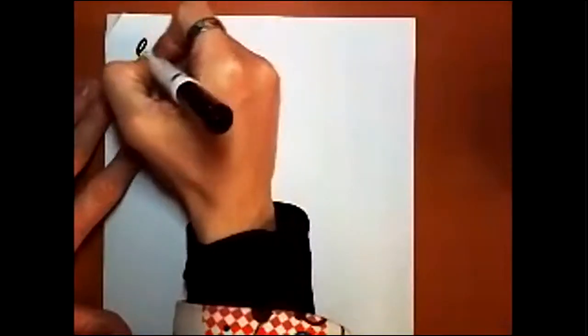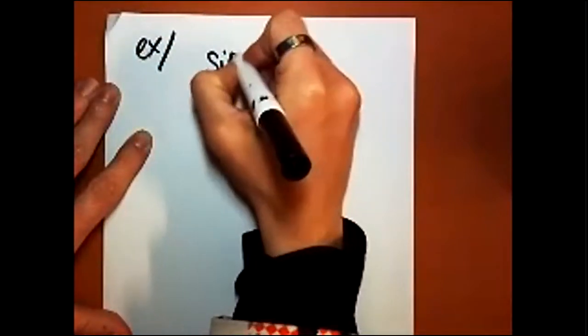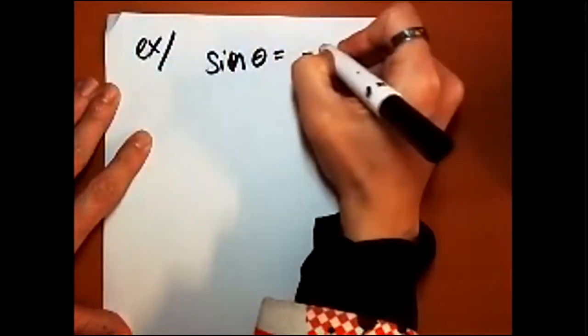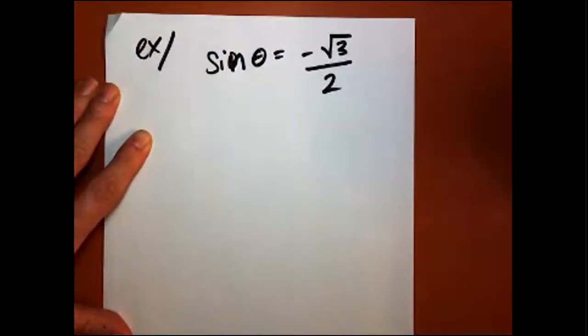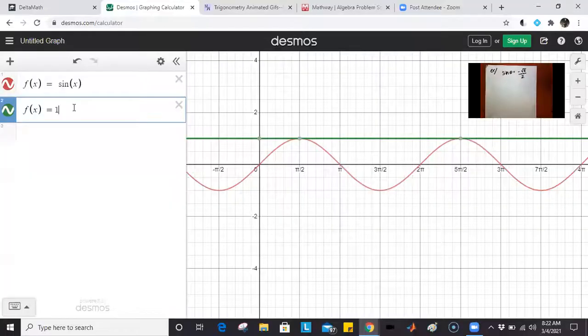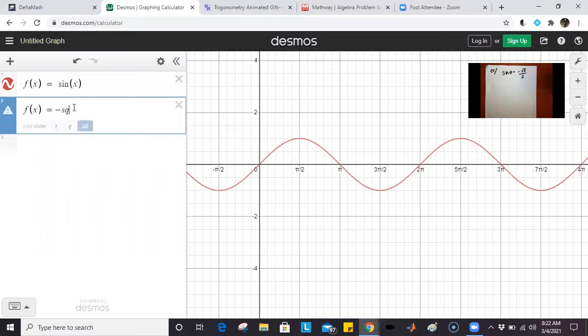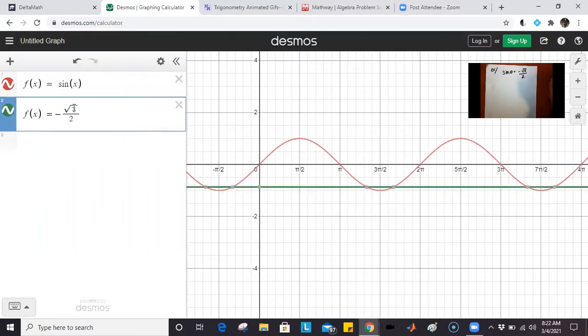All right, so I want to do one more example. Let's say we've got sine theta is equal to negative square root of 3 over 2. Now let's go back to our Desmos and see graphically where this is going to be. So we've still got our sine of theta going to equal negative square root 3 over 2.